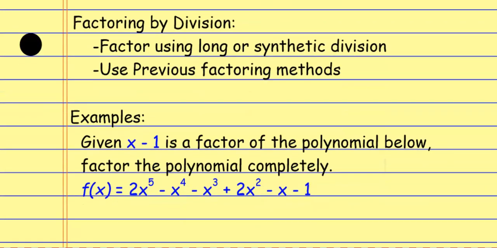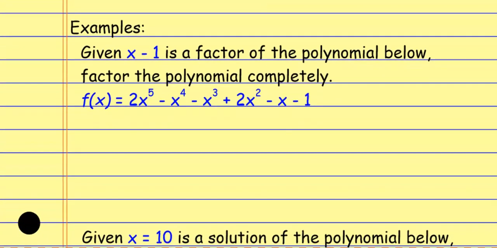Now, for example, if I look at this first one, it says, given that x minus 1 is a factor of the polynomial below, we want to factor the polynomial completely. All right, and when we look at this, I have 6 terms here, and 6 terms is not something that we're used to factoring. You could try things like factoring by grouping, but again, that's not something we're used to with 6 terms.